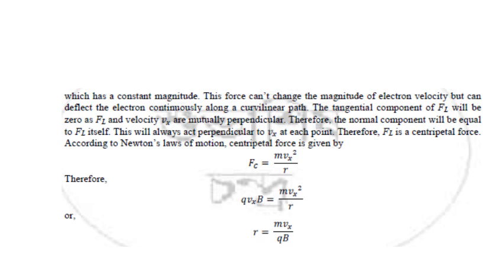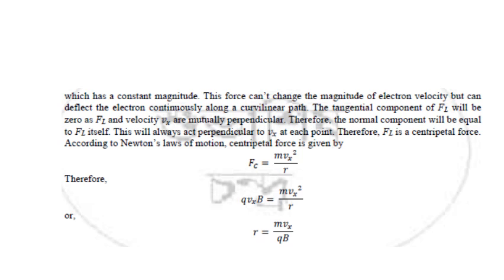Since it can only change the direction, not the speed, it follows a circular path and behaves as a centripetal force. If we use Newton's law of motion for centripetal force, we can obtain the relation, and we can obtain the radius with which the particle can move. This equation gives a lot of things.